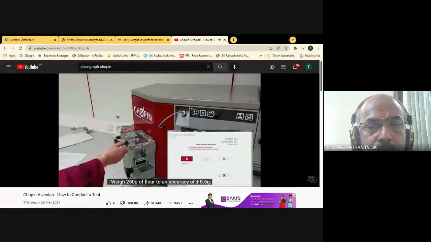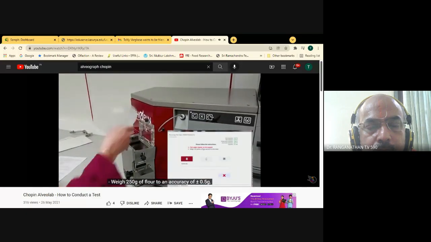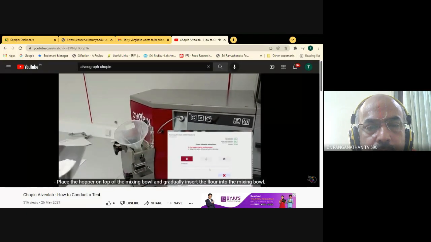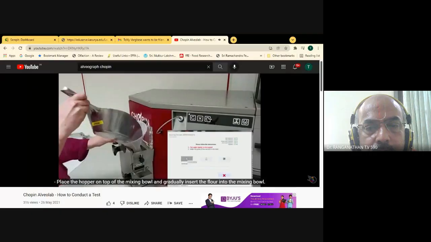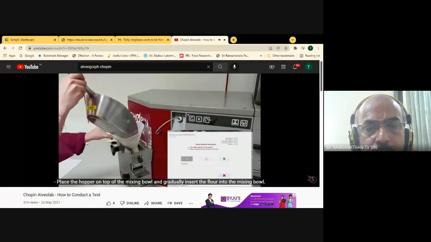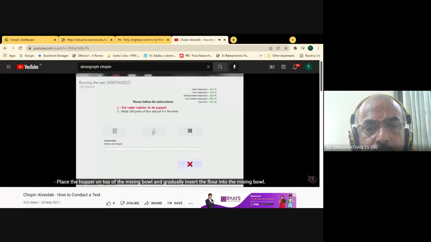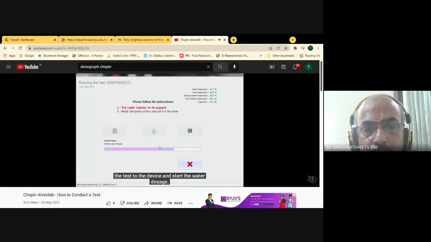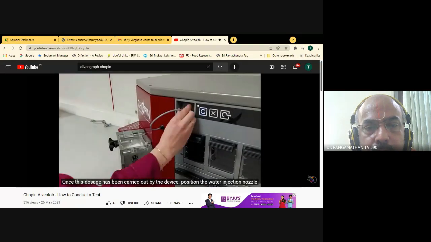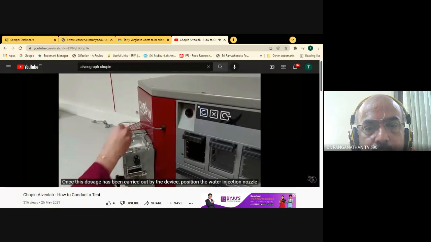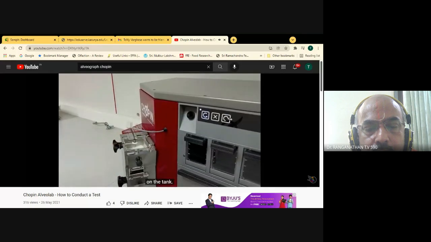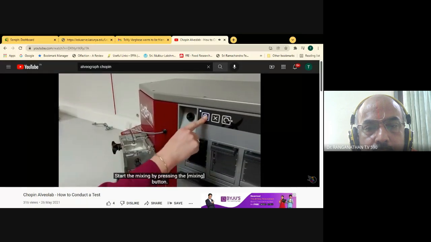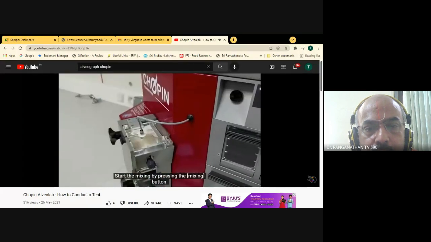Weigh 250 grams of flour to an accuracy of plus or minus 0.5 gram. Place the hopper on top of the mixing bowl and gradually insert the flour into the mixing bowl. When all the parameters have reached their reference values, send the instruction of the test to the device and start the water dosage. Once this dosage has been carried out by the device, position the water injection nozzle on the tank. Start the mixing by pressing the mixing button.